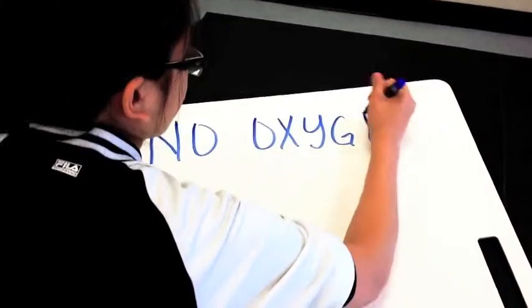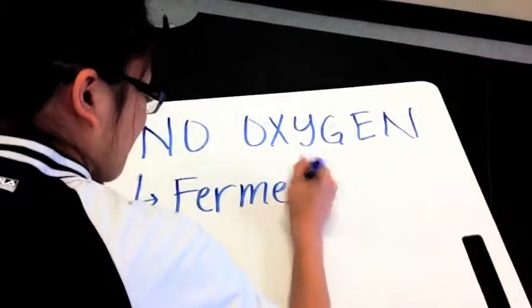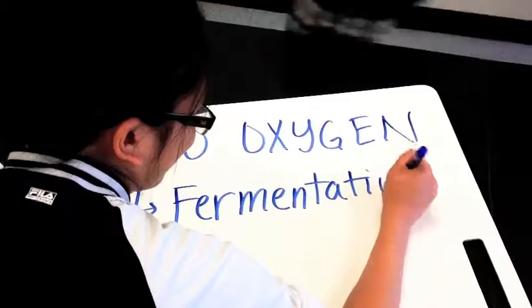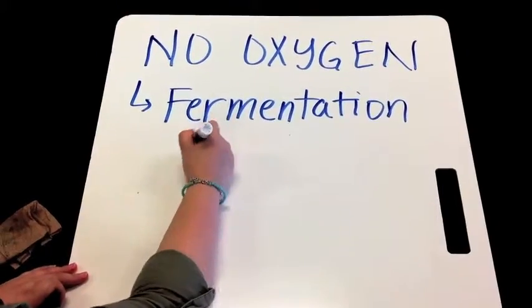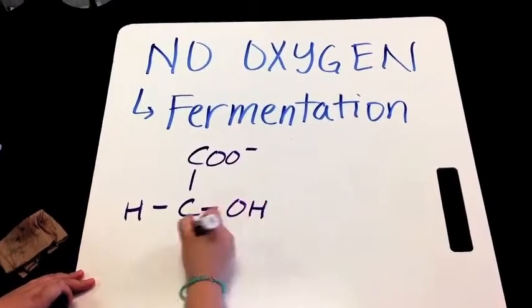Fermentation occurs when there is an absence of oxygen. There are two types, known as lactic acid fermentation and alcoholic fermentation. Lactic acid fermentation is when pyruvate is converted to lactic acid or lactate. Alcoholic fermentation is when pyruvate is converted to ethanol and carbon dioxide is released.